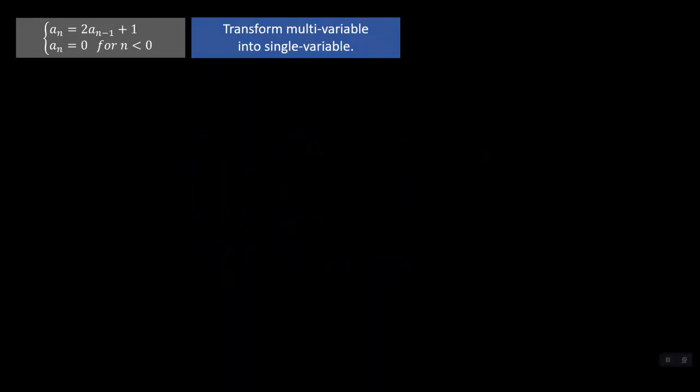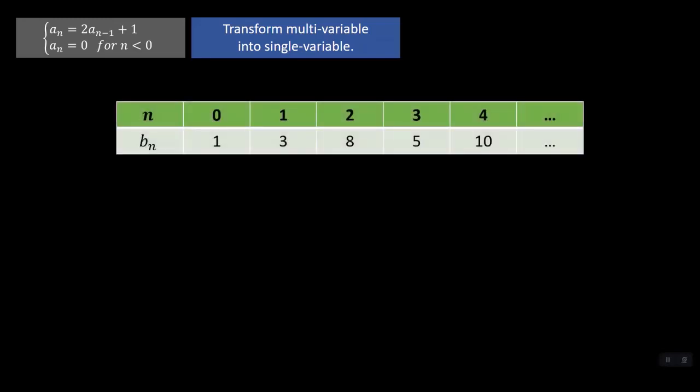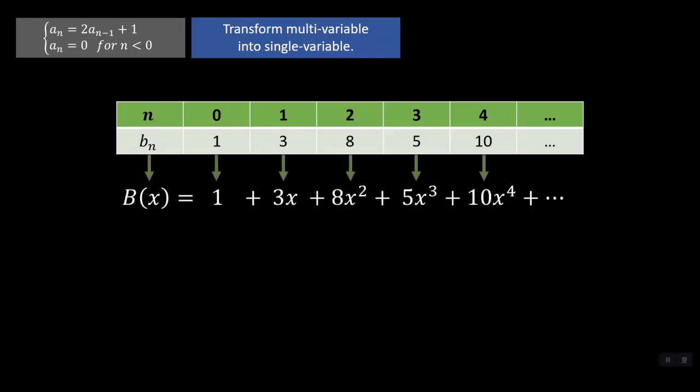But how are we going to do this? We will use the following technique. Assume that we have the sequence 1, 3, 8, 5, etc. We will transform this sequence into a polynomial as seen here. This transformation has some useful properties which we're going to discuss.